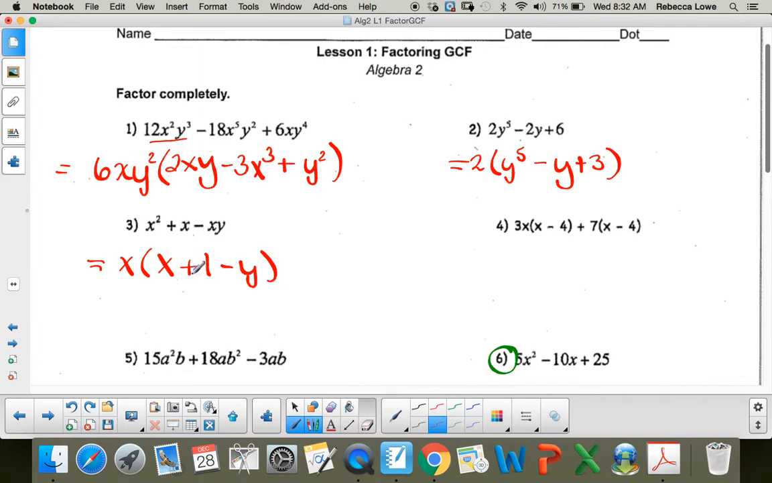Common mistake is people forget that plus 1. If you have 3 terms here, you must have 3 terms here, because if you're going to distribute it back in, you would need to have the 3 terms. There it is in factored form.